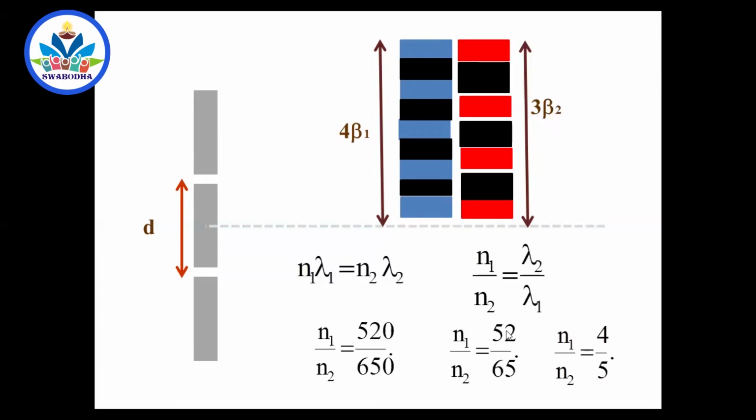Sir, how do you say that? Because 520 nanometer will form shorter fringes, right? 650 nanometer will have longer fringes because beta is equal to lambda D by d. Beta is directly proportional to lambda. More the lambda, more beta, right? This is for higher wavelength. This is for lower wavelength. So 650 nanometer needs only 4 betas. 520 nanometer needs only 5.